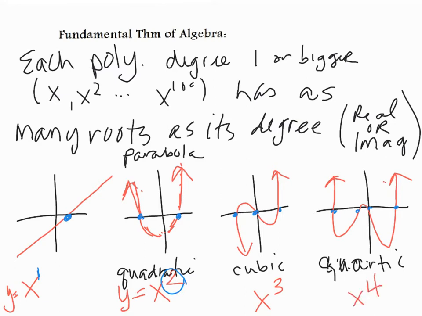So what you need to know is that these can cross as many times as their degree. We need to talk about the difference between odd and even.